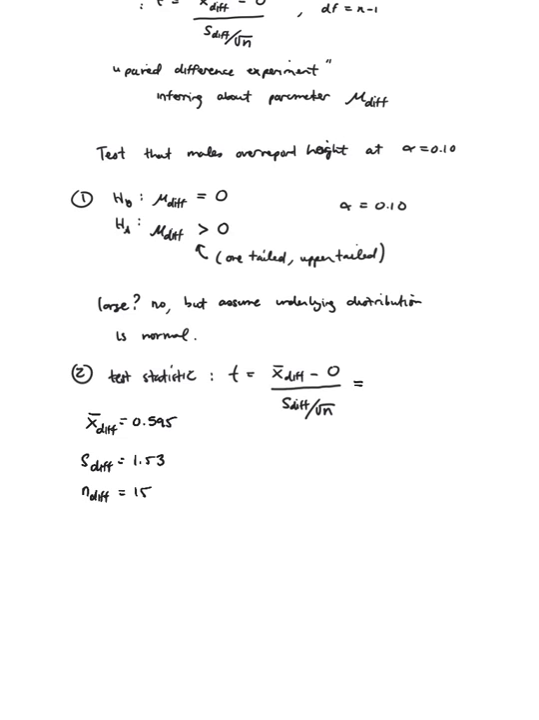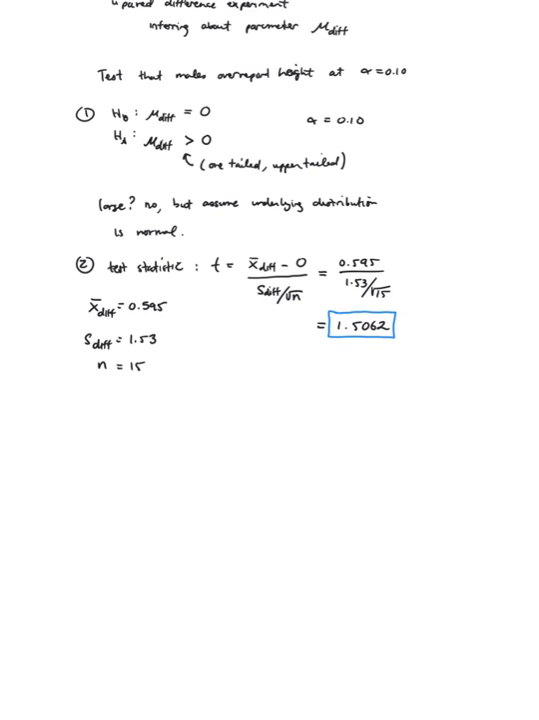All right, so you could put a little diff down here. I don't know if it's in the notation that way or not. Let's check. No, it just appears as n. So let's be consistent with that. Let's take off that diff and that diff there. All right, so n is 15. All right, plug it all in. 0.595 divided by 1.53 divided by the root of 15. And when you work that out, you get 1.5062 or so as my test statistic. Okay, next up, rejection region.